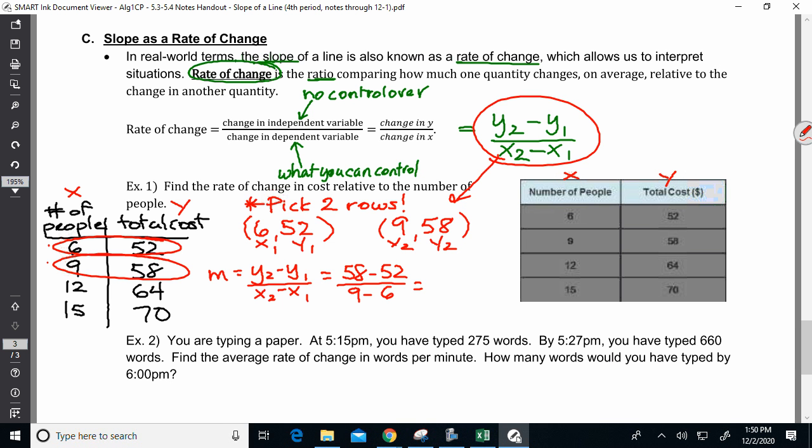So, what's 58 minus 52? That's 6. And 9 minus 6 is? So then we do 6 divided by 3, which is what? And that's 2. So our slope is 2.